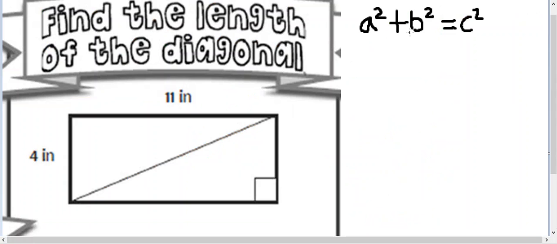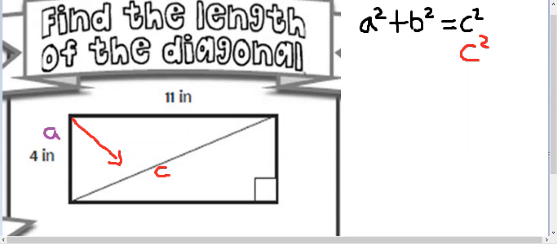Alright, in our next example, start by putting your Pythagorean Theorem, your equation, a squared plus b squared equals c squared. The next thing we have to do is label our sides. So I know the side across from my right angle is c. I don't know what c is, so I can plug that in as just a c. So I have c squared.